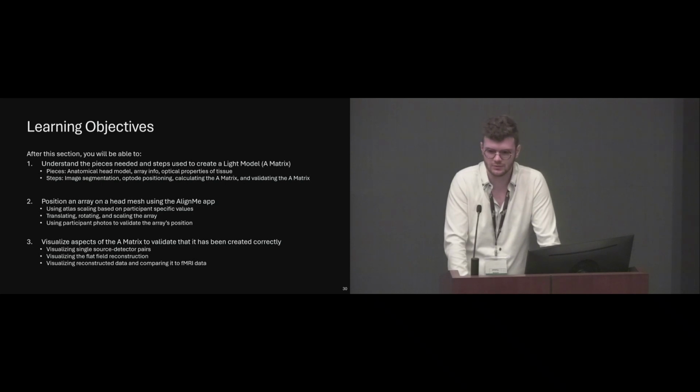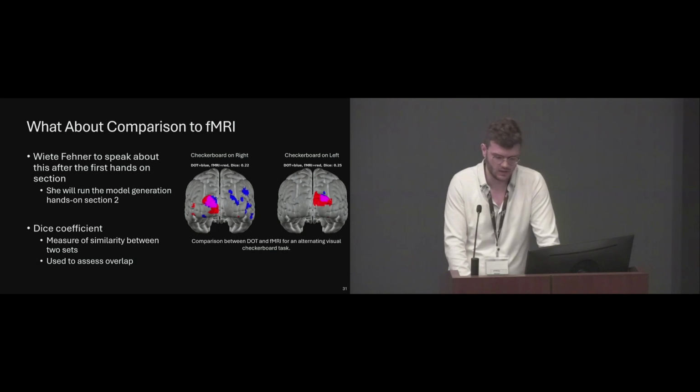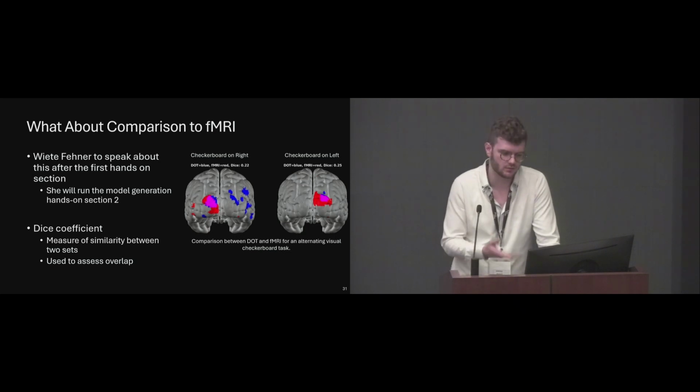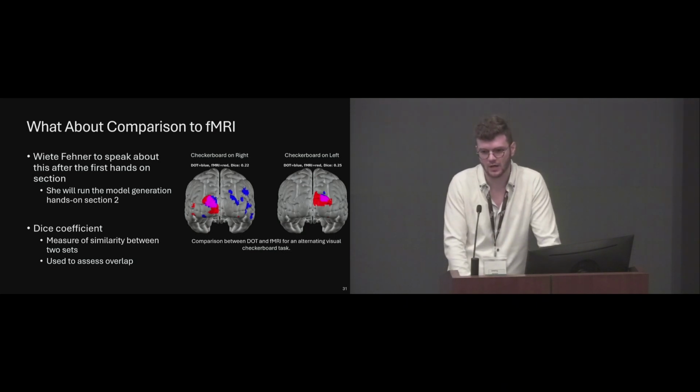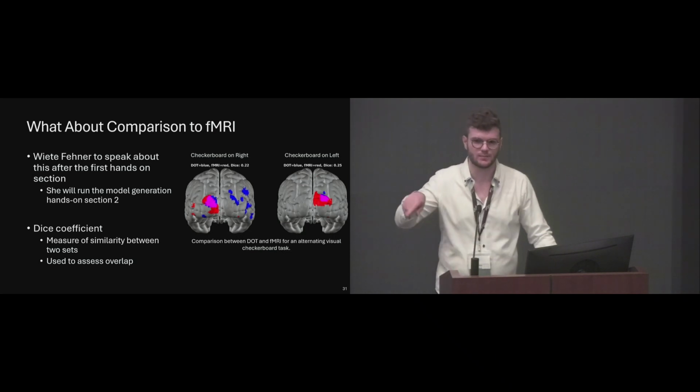This could be done in single source-detector pairs or flat field reconstruction, and then what Vita is going to be talking about later, which is visualizing reconstructed data and then comparing that to fMRI data. So a brief teaser for Vita's section. She uses a Dice coefficient, which is just a measure of similarity between two sets of data, and it's used to assess overlap. So that true color and overlap parameters that I was highlighting at the end of the visualization section, we're going to use that to compare DOT and fMRI data. And so this is an example for an alternating checkerboard task where, not quite retinotopy, it just flashes on the left or the right as opposed to a rotating wedge.